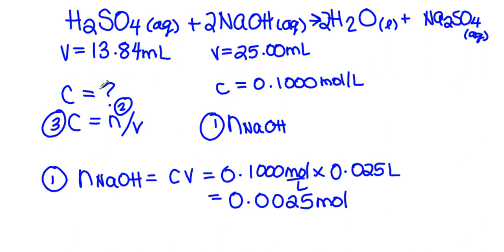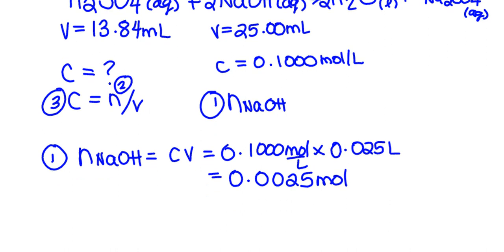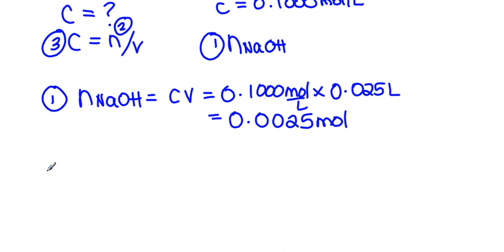Next, I need to convert them to moles of sulfuric acid. One substance to another, that's where your mole ratio is going to come in. So, how many moles of sulfuric acid do I have? So I need my mole ratio, and for my mole ratio, I need my balanced equation. So that's why we started off with it at the beginning.